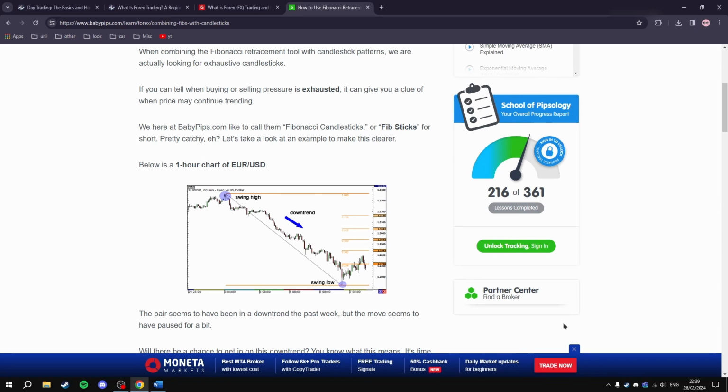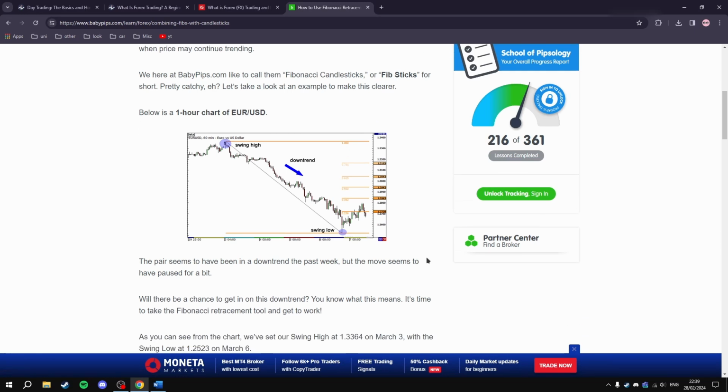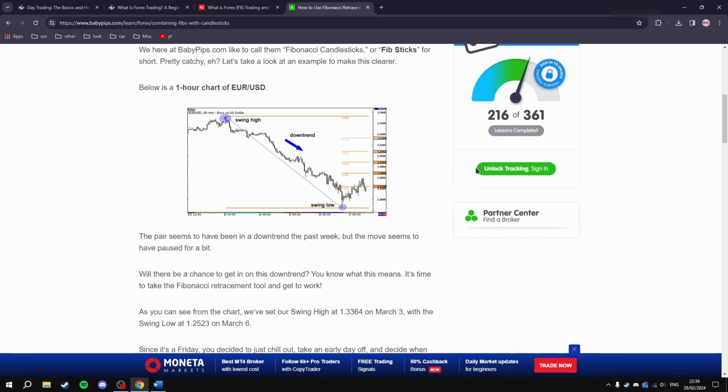Below is a 1 hour chart of EUR/USD. So it's in a downward trend overall. The pair seems to have been in a downtrend the past week, but the move seems to have paused for a bit. So I'm assuming that pause means it's not in a downtrend anymore, I guess. Will there be a chance to get in on this downtrend? You know what this means. It's time to take a Fibonacci retracement tool and get to work.